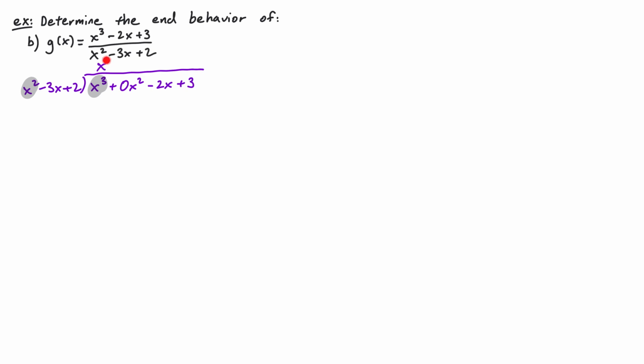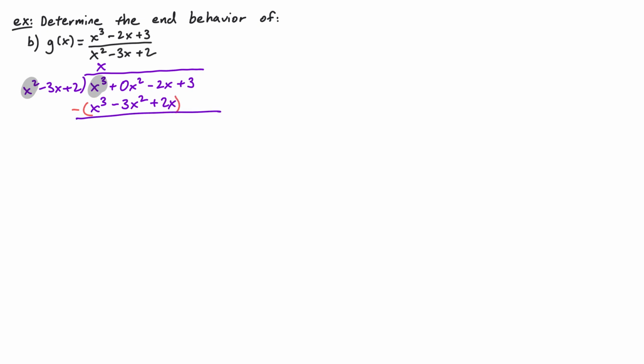So x cubed divided by x squared gives us just x to the first power. Next, we're going to take this x here and multiply it to the divisor, and we'll write the result underneath. So x times x squared gives us x cubed. x times negative 3x gives us negative 3x squared. And x times 2 gives me plus 2x. And then we're going to subtract.